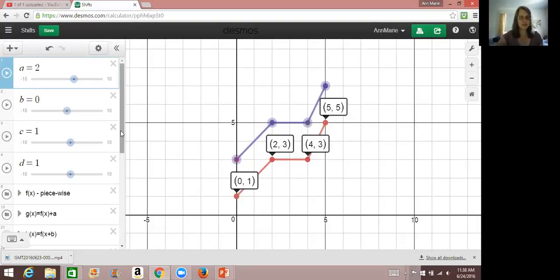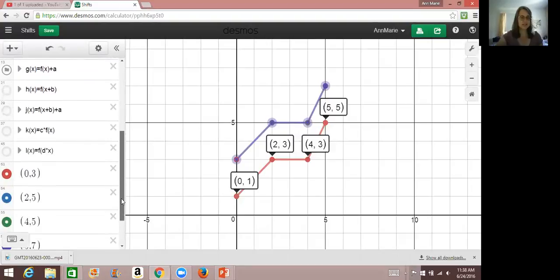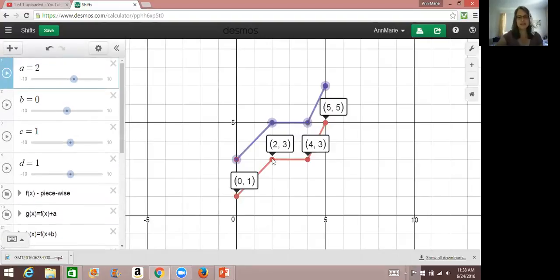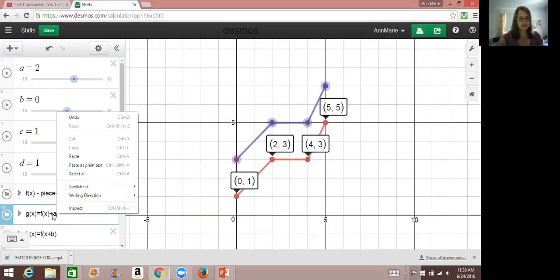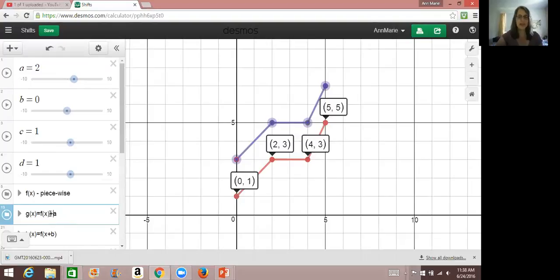Let me take off these points that I put on because they're going to confuse things if I leave them on. But what's happened is adding 2 to the outside of the parentheses, which is what I've got going on right over here. See this right here? Adding 2 to the outside of those parentheses moves my graph up 2 units.